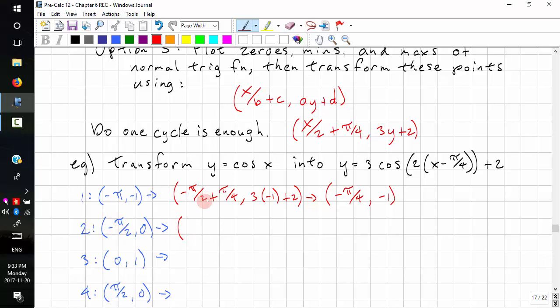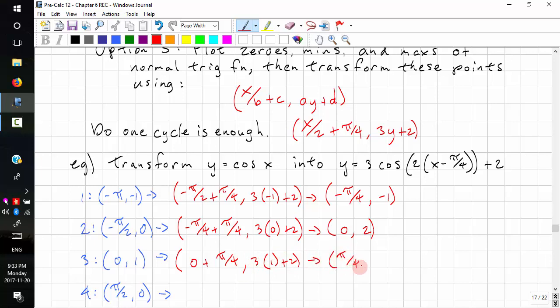Negative pi over 2 divided by 2, that's negative pi over 4, plus pi over 4. 3 times 0 plus 2. These cancel out, we get 0. 3 times 0 is 0, plus 2 is 2. And 0 plus pi over 4. 3 times 1 plus 2. This gives us pi over 4 and 5.